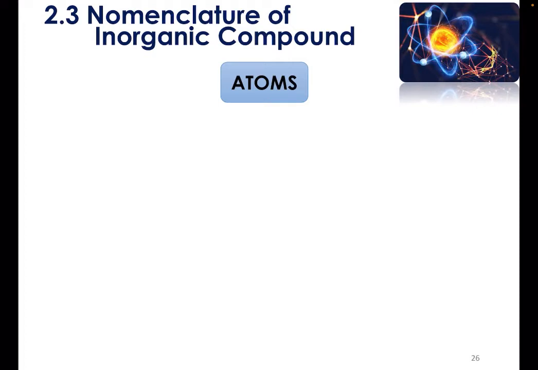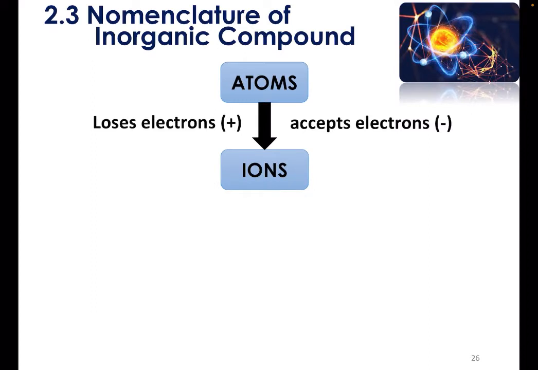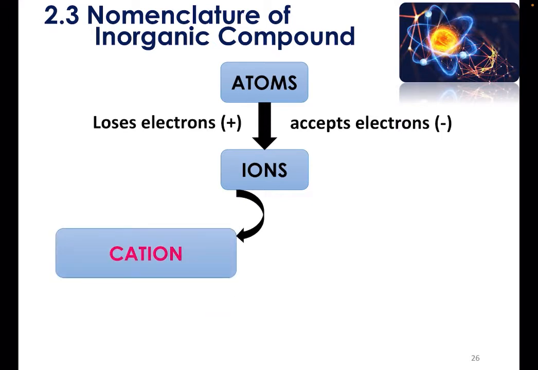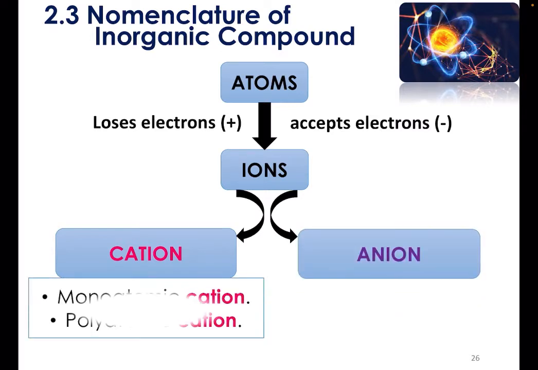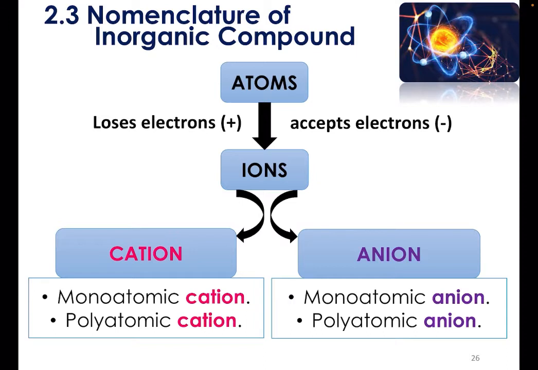We have atoms, but when atoms lose or accept electrons, they become ions, either positively charged ions or negatively charged ions. Ions are categorized into two: cation and anion. For cation, we have monoatomic cation and polyatomic cation. Same with anion, we have monoatomic anion and polyatomic anion. Cation is an ion with positive charge, and anion is an ion with negative charge.